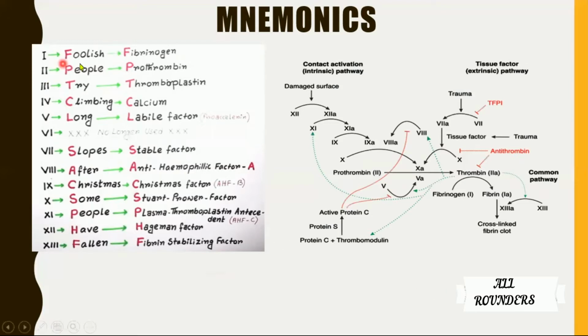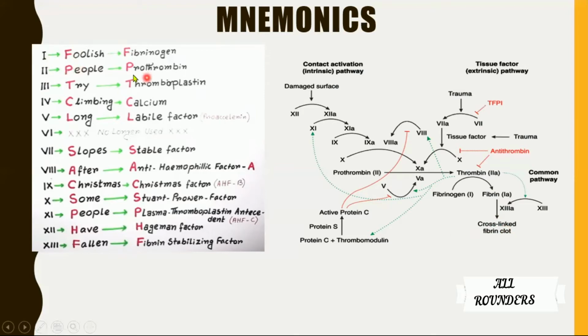The first factor you see here is foolish, that is fibrinogen. This fibrinogen factor is the main one, because this is the protein that is going to be converted into insoluble fibrin. This insoluble fibrin is cross-linked, and this cross-linking is assisted by factor number 13. Factor 13 is the fibrin stabilizing factor, that is FSF. This fibrin stabilizing factor is going to stabilize or cross-link the fibrin threads so as to make the clot strong and stable.